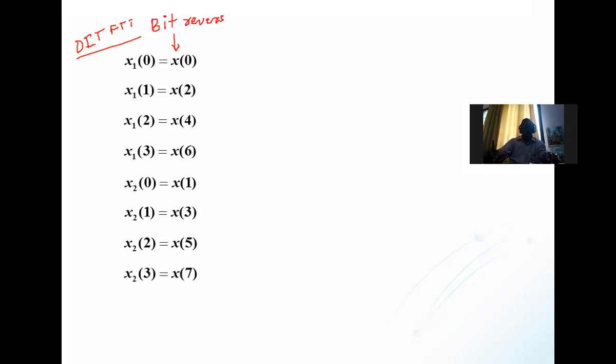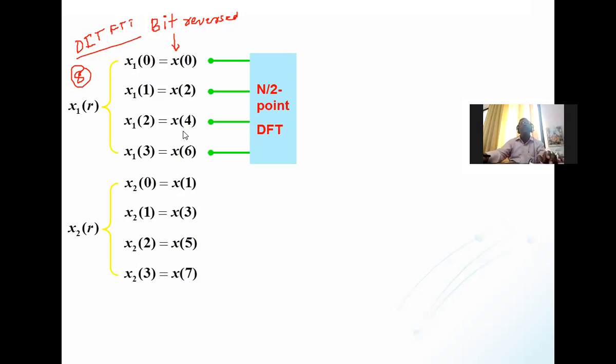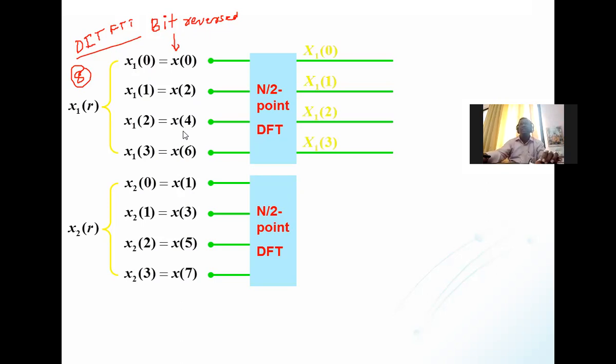Okay, now I am drawing the diagram here. This diagram is written for 8 values, an 8 point sequence. So x of 0, x of 2, x of 4, x of 6, then 1, 3, 5, 7. Then the first part is x1 of, and the second is x2 of. So this is how we are dividing into n by 2 point DFT and n by 2 point DFT. That means we first divide into 4 point, and after that we get the values.